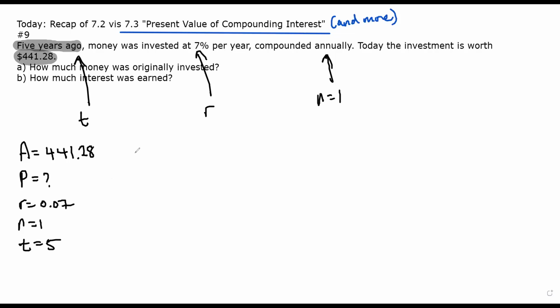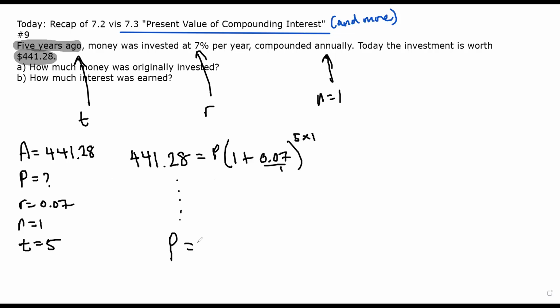Yeah, Ian, I see that, I saw it a little late, sorry. But 441.28 equals P times 1 plus 0.07 divided by 1, which means I didn't have to do it to the power of 5 years times 1, which means I don't have to write that either. Do the calculations. P should be 314.63.